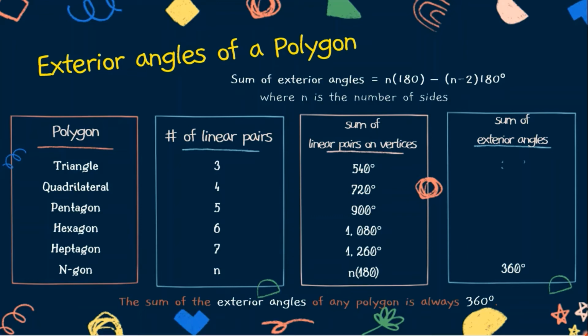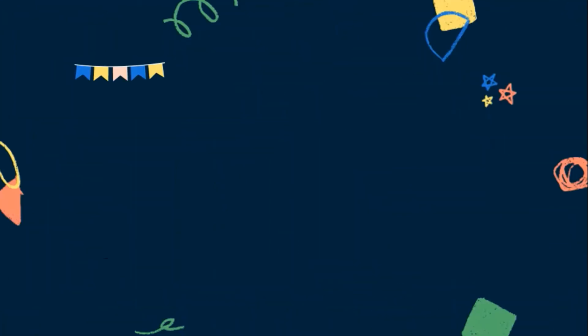Kaya naman, yung triangle, quadrilateral, pentagon, hexagon, and heptagon na may iba't ibang number of linear pairs and number of sides, pare-pareho lang yung kanyang sum of exterior angles. It's always 360 degrees. Now, let's have some activities. Notice that we will be using inductive reasoning for us to solve each problem.